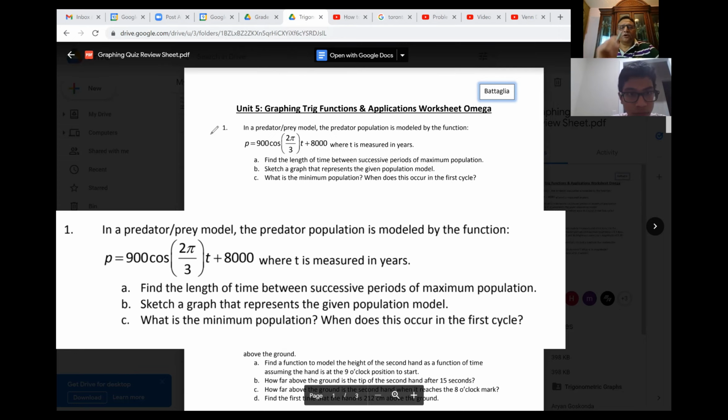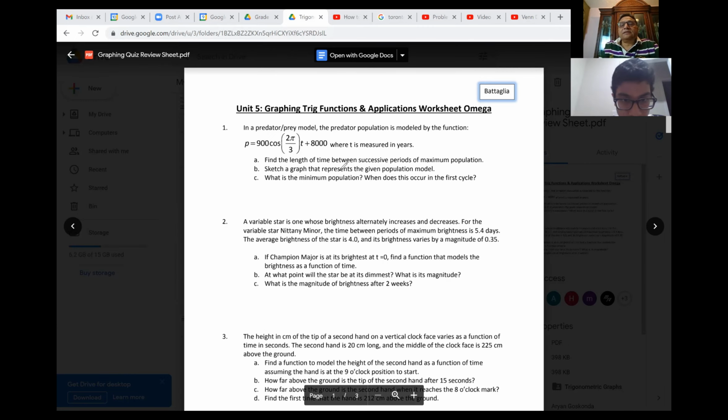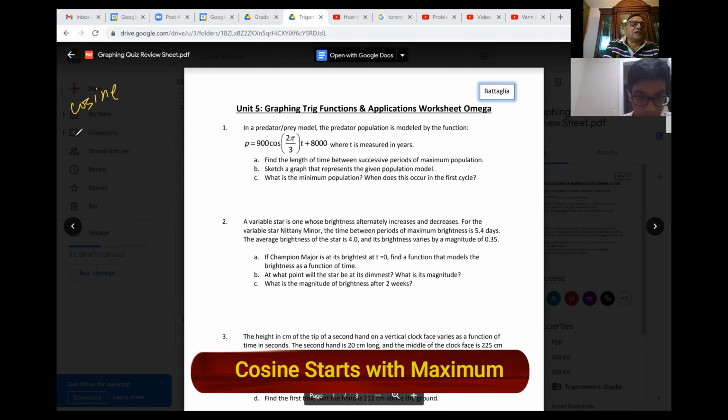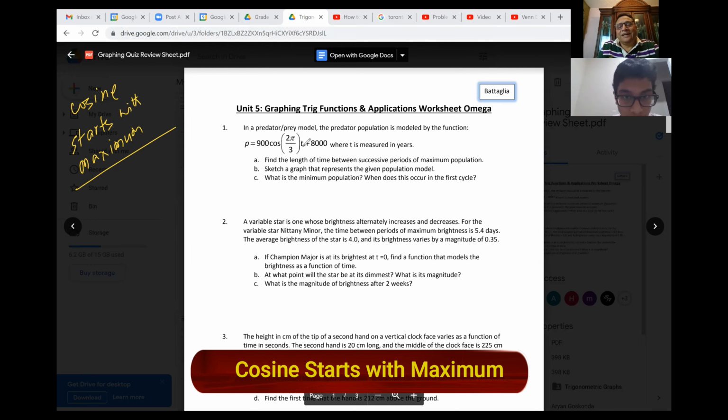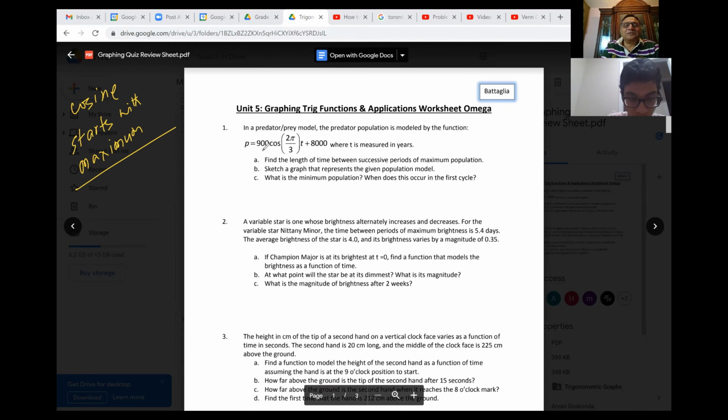In the first cycle. So, okay, that should be straightforward. Can you help me answer these questions? Let's begin with A. Find the length of time period between successive periods of maximum population, right? So, this is a cosine function, right? So, cosine starts with t equals 0 with maximum. Do you see that? So, we have a cosine function, right? Cosine starts with maximum. Since there is no phase shift, it starts with maximum, correct?